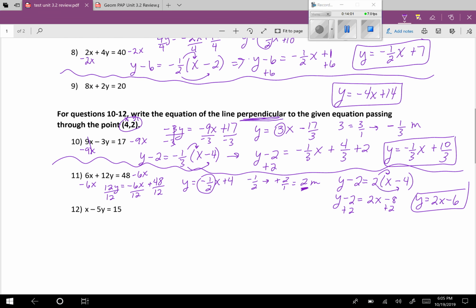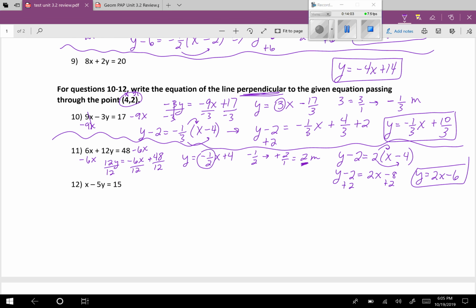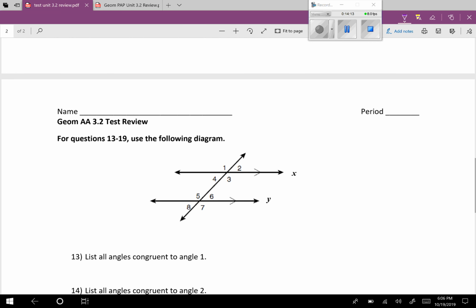And then again, I'm going to write down the answer for number 12, and you guys will make sure that you get it correct. Okay, so the answer for that one will be y equals negative 5x plus 22.